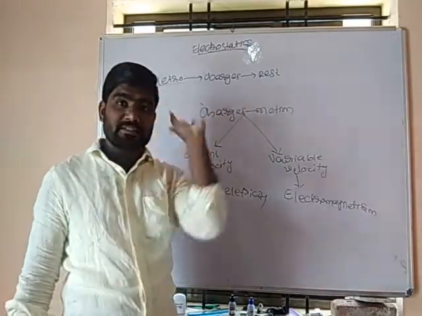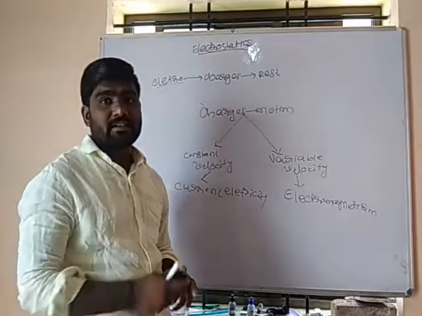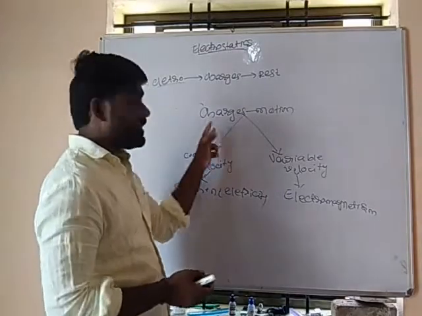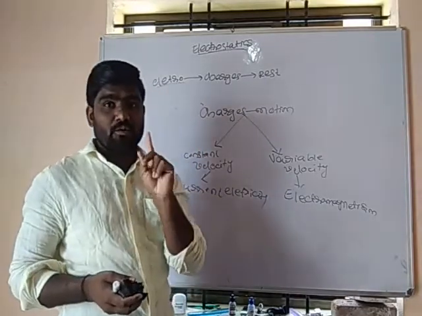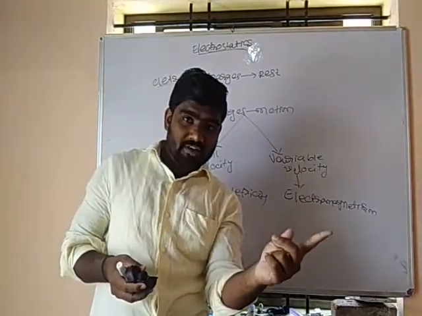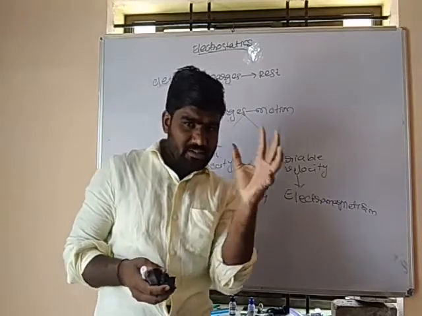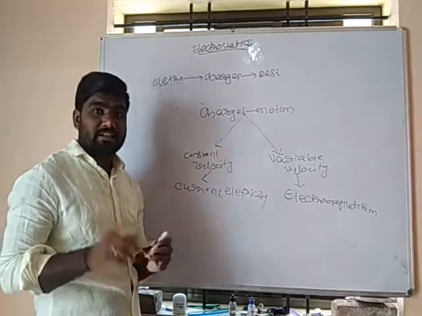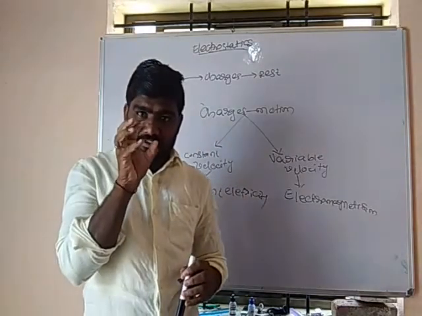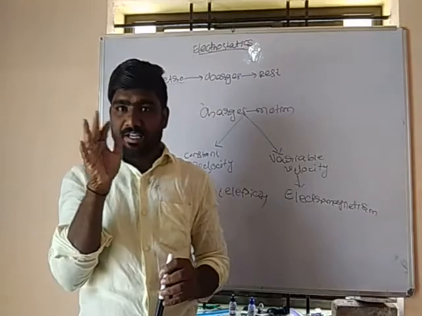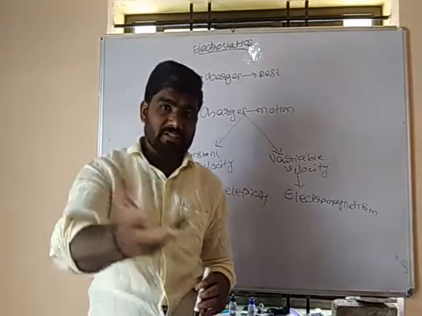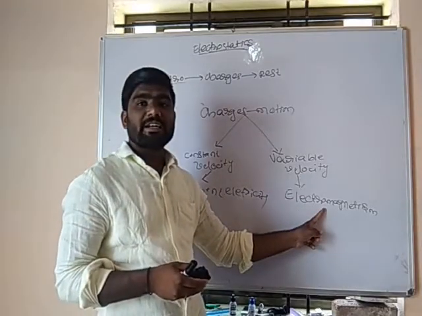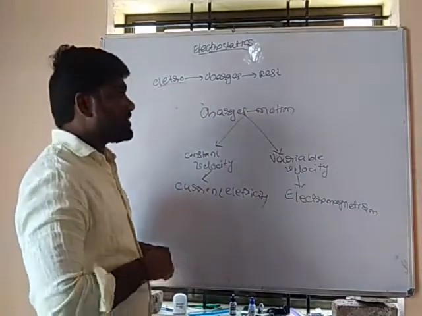So first of all, what I told: electrostatics is the branch of physics which deals with the study of charges at rest. If charges are under motion, there will be two types. If the charges are moving with constant velocity, it is called current electricity. If the charges are moving with variable velocity, meaning the velocity varies, it is called electromagnetism.